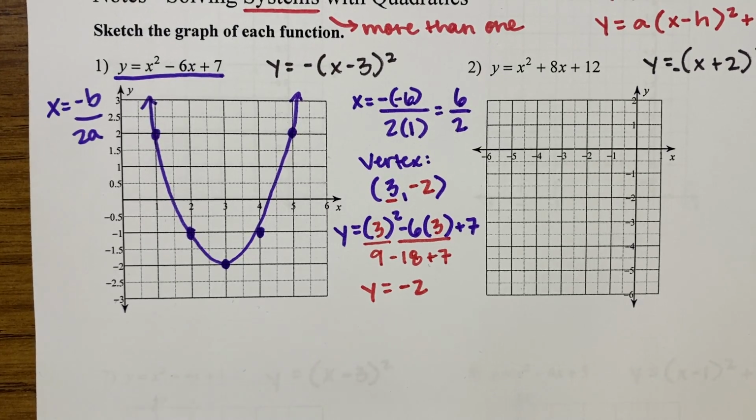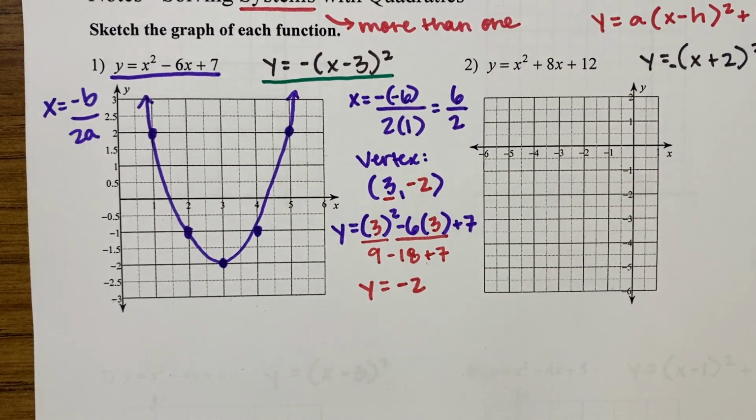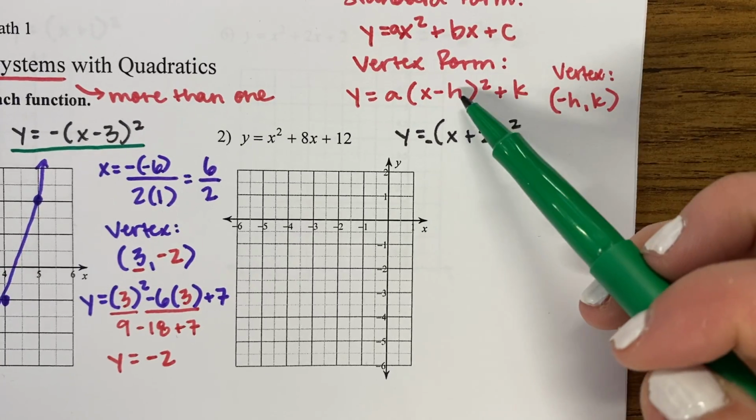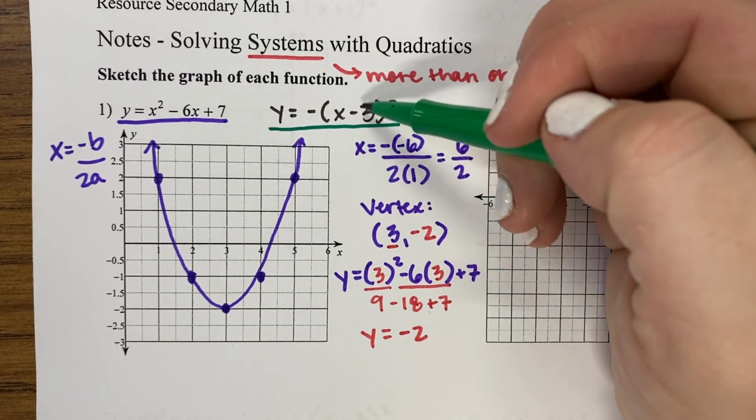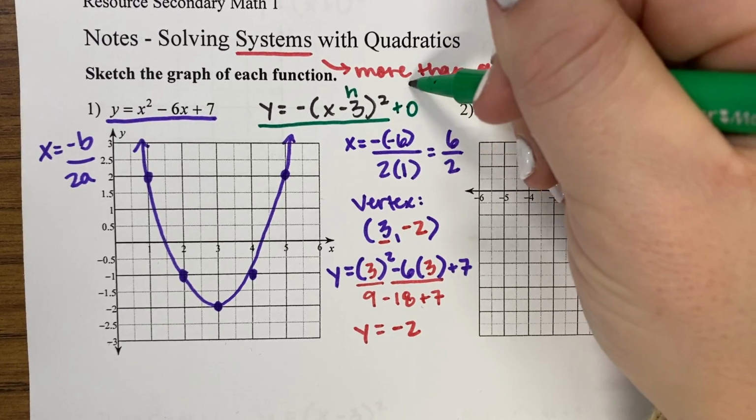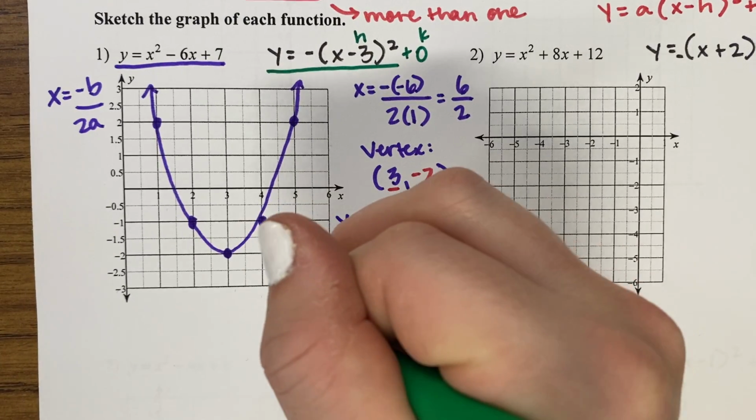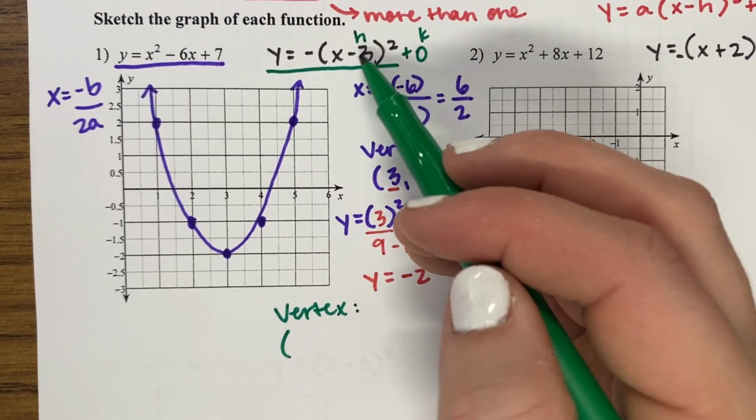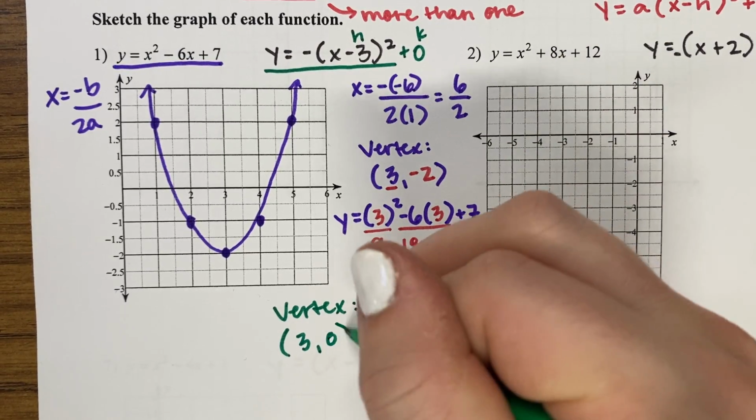Now the green one, my next equation, is a little easier to graph because it's in vertex form, which automatically tells us our vertex. If we look back at vertex form, we have negative h and k. In this case, my h is negative 3, and my k is actually 0 because there's nothing on the end. So for my vertex for the green one, negative h, we change the sign on our h. It's a negative 3, so we make it a positive 3, and keep the k: 3, 0.